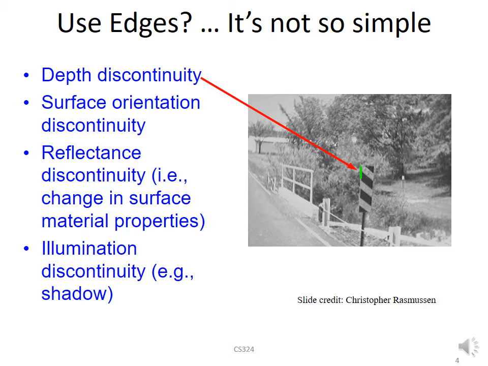This edge shows depth discontinuity. You can see the post is closer than the background. This edge shows the surface orientation discontinuity. This surface normal is here. This surface normal is here.